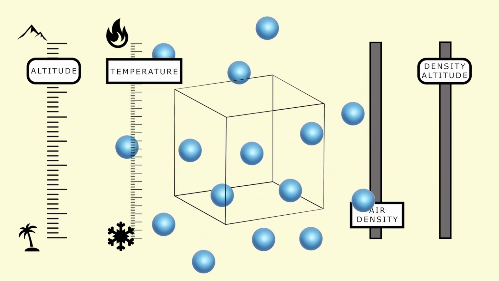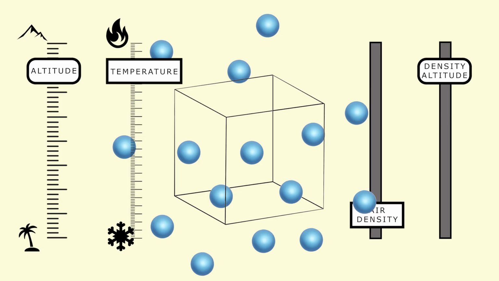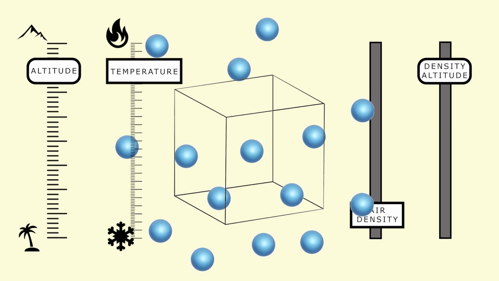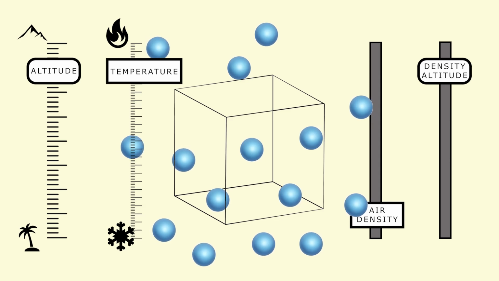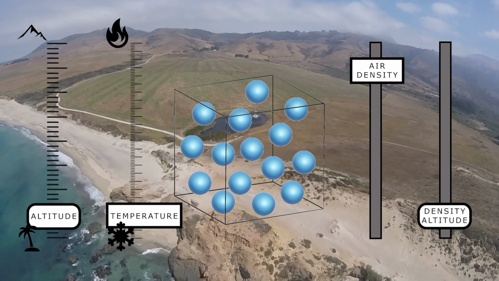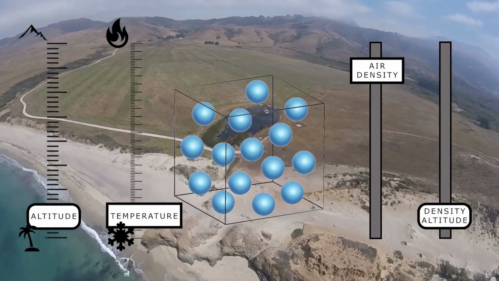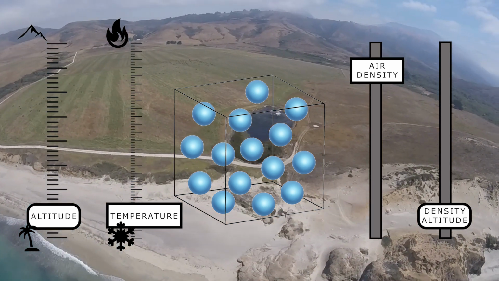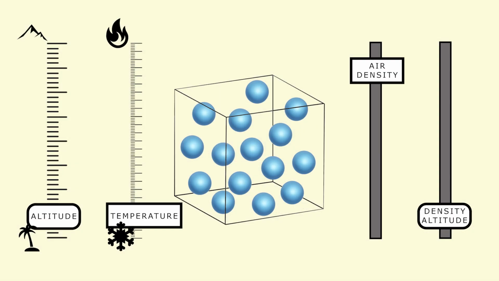When density altitude goes up, helicopter performance and capabilities decrease. The rotor blades have fewer molecules to grab, and the pilot must increase power. At lower density altitudes, such as at sea level on a cool day, the rotor blades move through dense air, have plenty of molecules to grab, and create maximum lift at lower power settings.